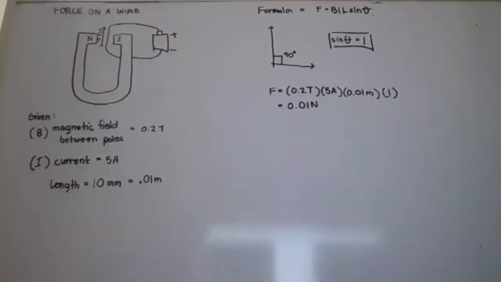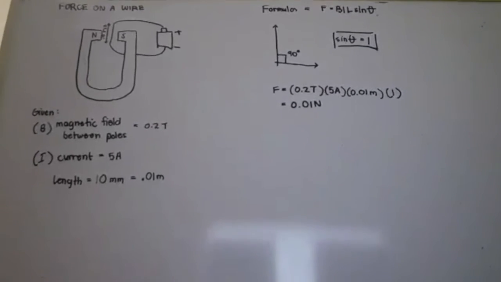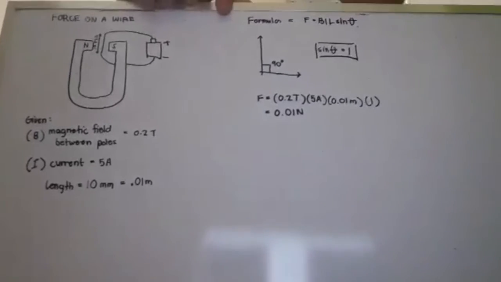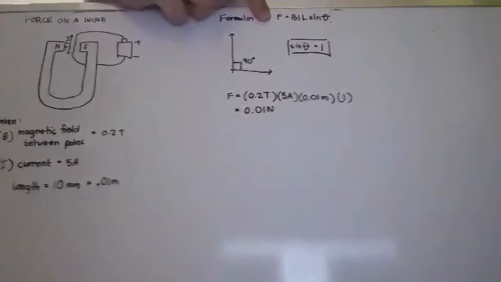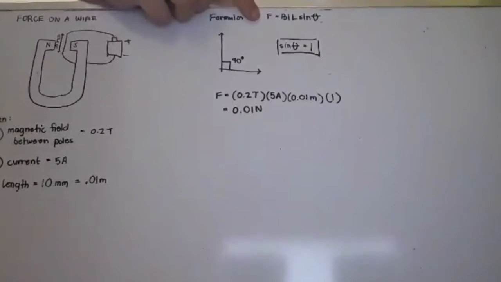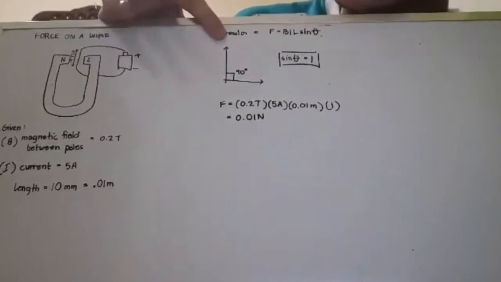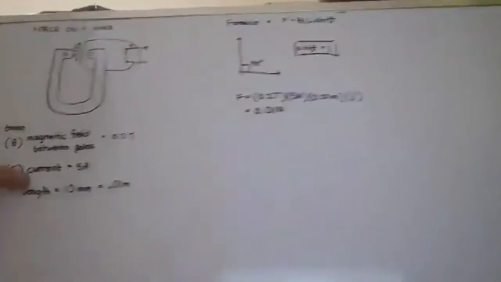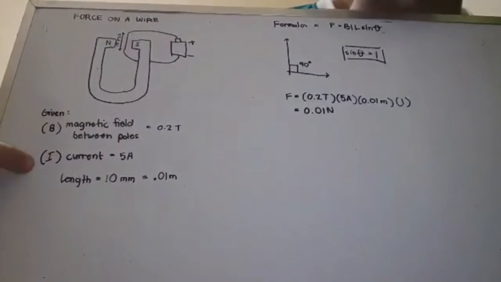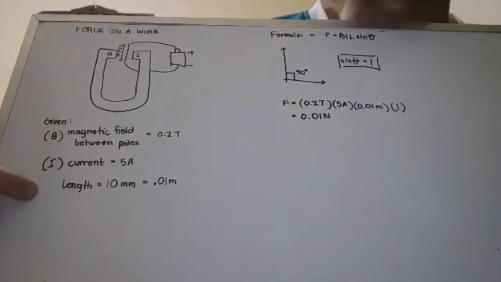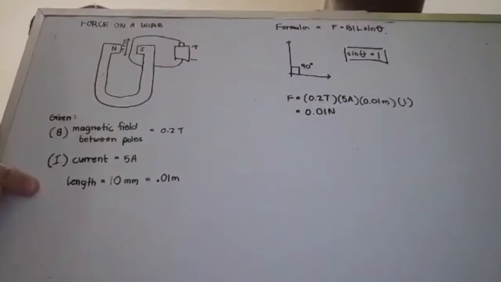So given those values, how do we solve for the force? We will use this formula: F is equal to BIL sine theta, where F stands for force, B stands for the magnetic field between the poles, I stands for current, and L stands for length. So how do we solve for sine theta?